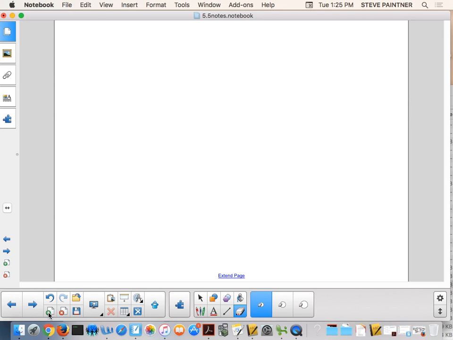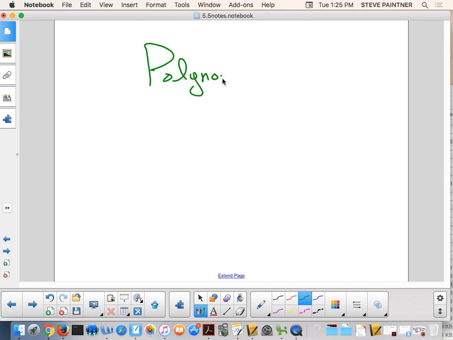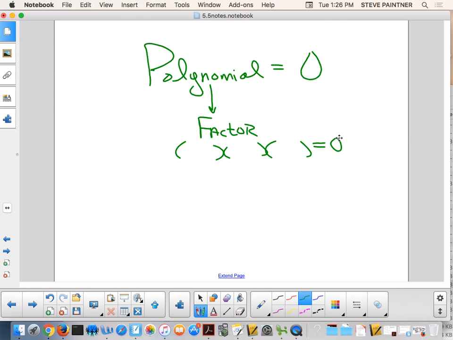You guys have been doing a lot of this the last 1, 2, 3, 4 days. You have been taking polynomials. They've all been set equal to 0. And then I say, find the answer. And then you do what? Find X. Yes, but how? Solve. How? Factor. There we go. So you factored it, and you got this times this equals 0.